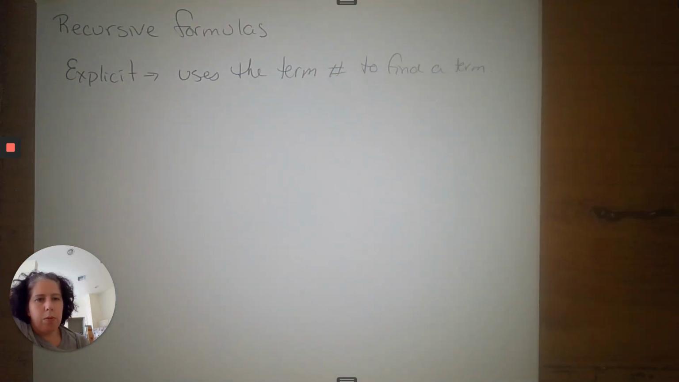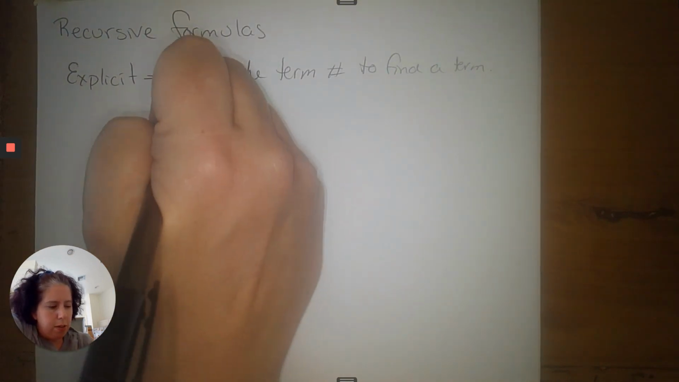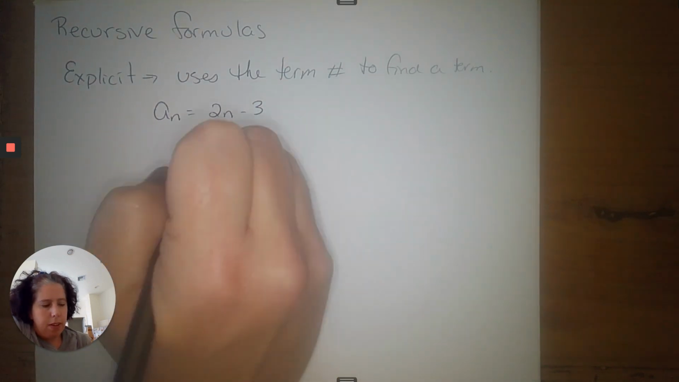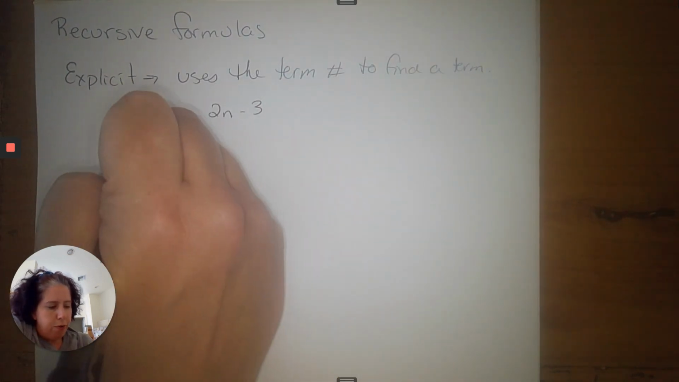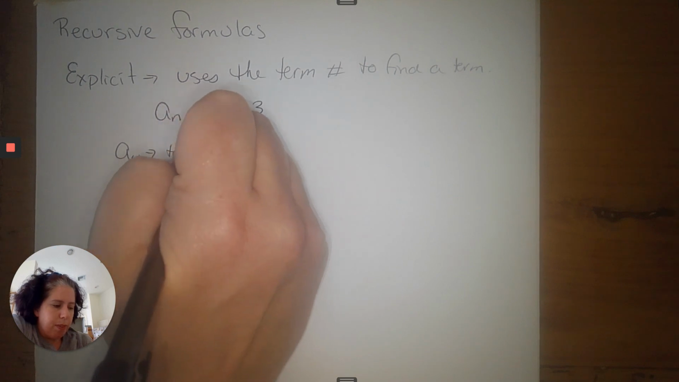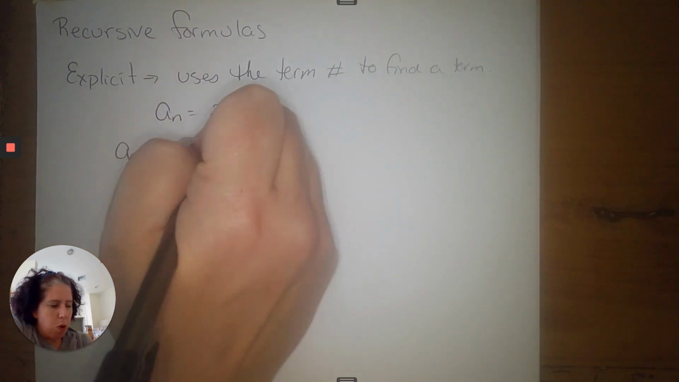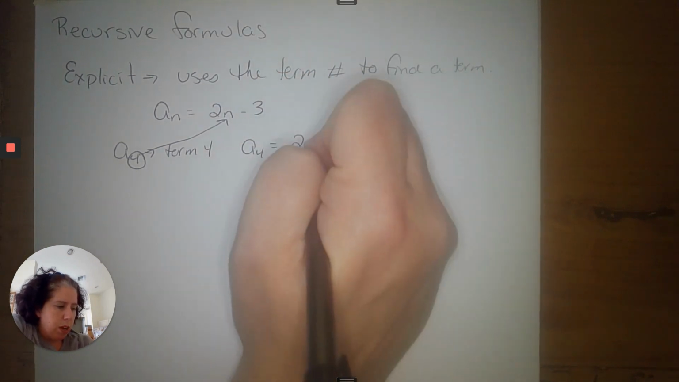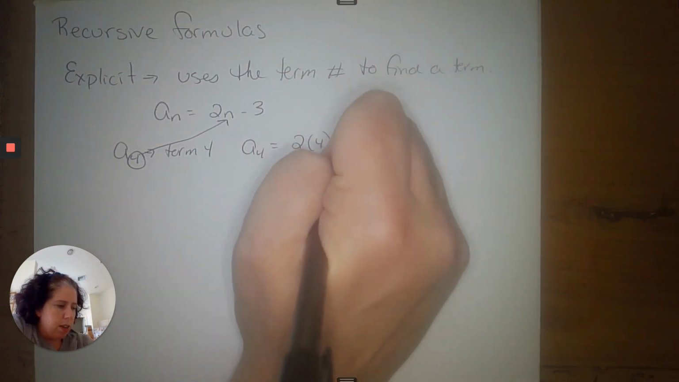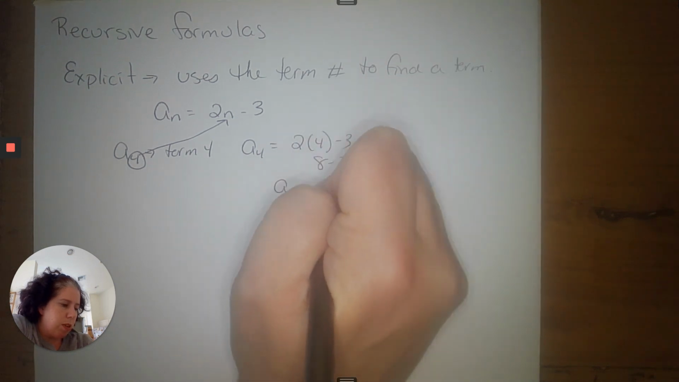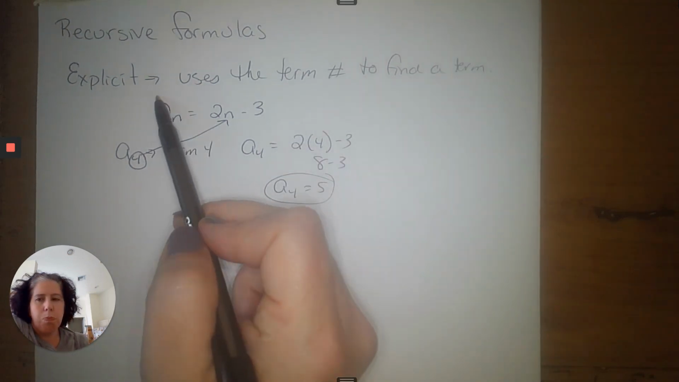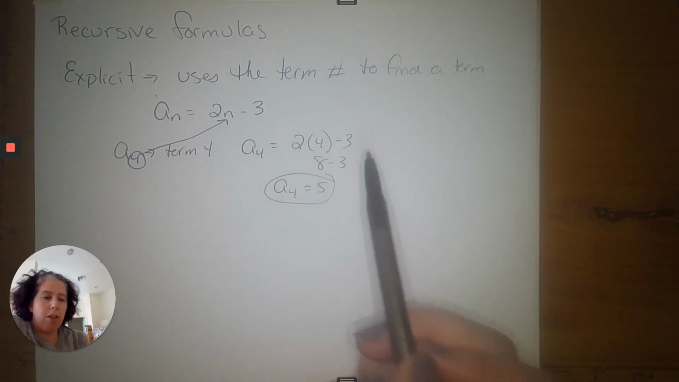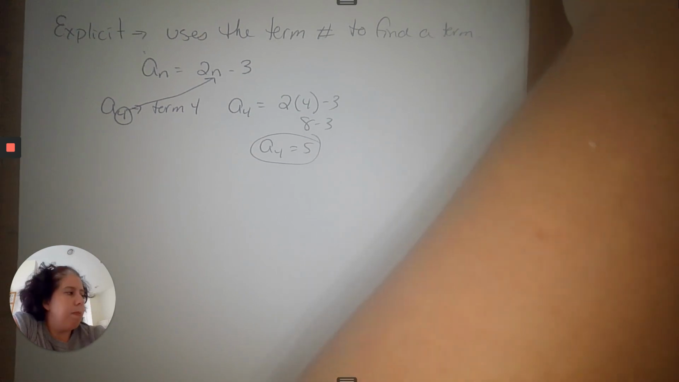In other words, if I gave you a sub n equals 2n minus 3, and then I wanted you to find a4, which would be term 4, you would plug 4 in for n. So you'd go a4 equals 2 times 4 minus 3, so that's 8 minus 3, so the fourth term is going to give you 5. That's an explicit formula. I can find any term I want from the original formula. It doesn't matter if I have other ones or not.